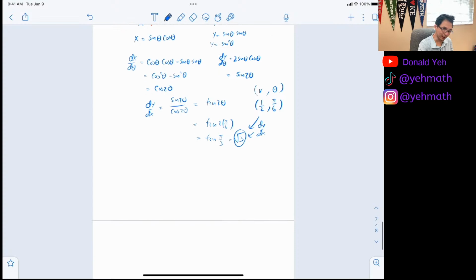So for example, this is some type of graph that looks like this. This is some type of graph, like a circle. Like this. And at around 1/2 and pi over 6, this slope is equal to square root 3. So at this particular point, I don't know if I drew it correctly, but yeah, it's going to be square root 3.